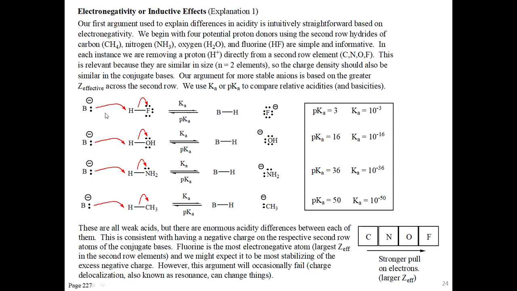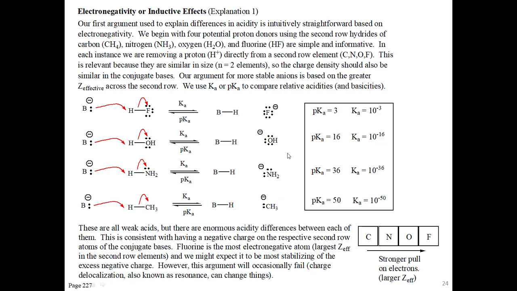Okay? So if we donate to HF, we'll make the neutral acid over here, the conjugate acid, and fluoride as the conjugate base. Then we could do the same with water. We would make hydroxide as the conjugate base. We could do the same with ammonia, and we would make the amide anion as a conjugate base. And we could even do that with methane and make methyl carbanion right here.